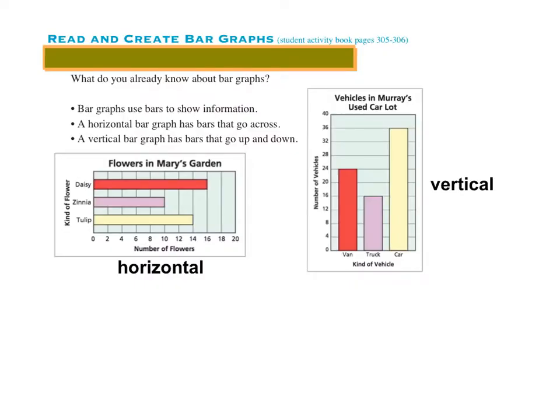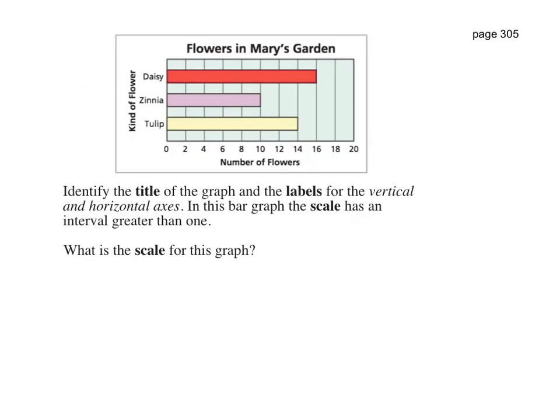Now the 305 page has to do with bar graphs. Now bar graphs can be horizontal, meaning they go side to side, or they can be vertical, going up and down. So these are 2 of the bar graphs that you'll see on the next page, 305.